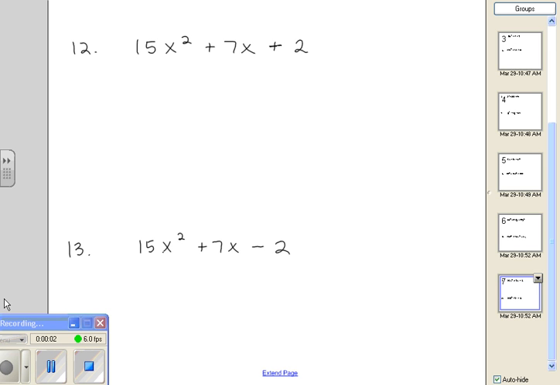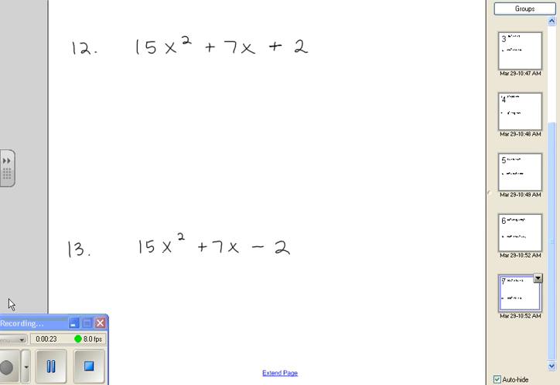Number 12 is 15x squared plus 7x plus 2. Now we're going to follow the same directions as on the previous problems. If it says to factor, first you look at all three terms. There is not a greatest common factor. Nothing will go into 15, 7, and 2.